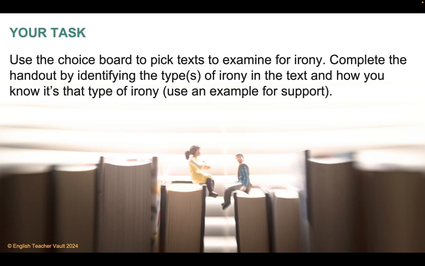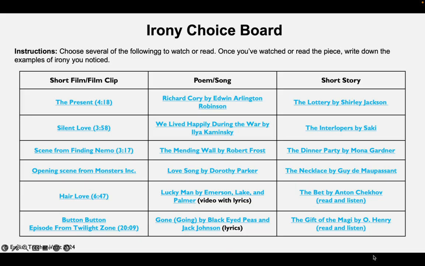Let me switch over to the choice board and explain that a little bit more. So here is the Irony Choice Board, and you can feel free as the teacher to change some of these stories out, change the clips out however you would like to do it. But what this allows your students to do is to interact with several different examples of irony in texts. So we have these short animated films over here. We have a scene from a movie. And then this is a whole Twilight Zone episode, a bit longer here, but the other ones are pretty short.